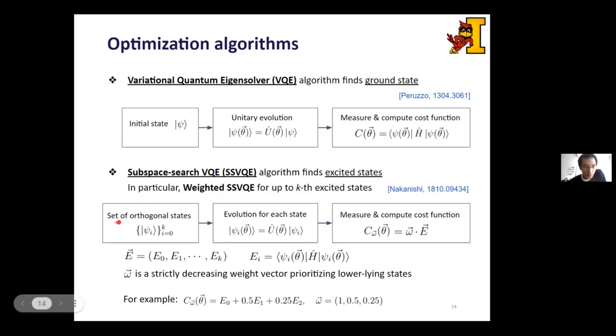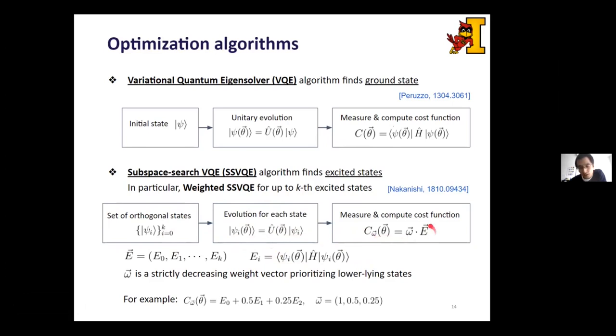So you begin with a set of orthogonal states. This is very easy to do on a quantum computer because basically all those computational basis states are orthogonal. And then you evolve all of them using the same unitary ansatz. And then you have the final state for each of them. And then you compute the expectation value for all of these states.